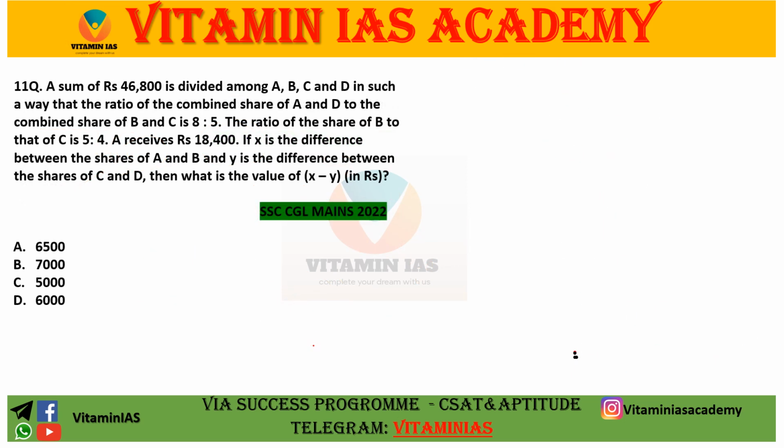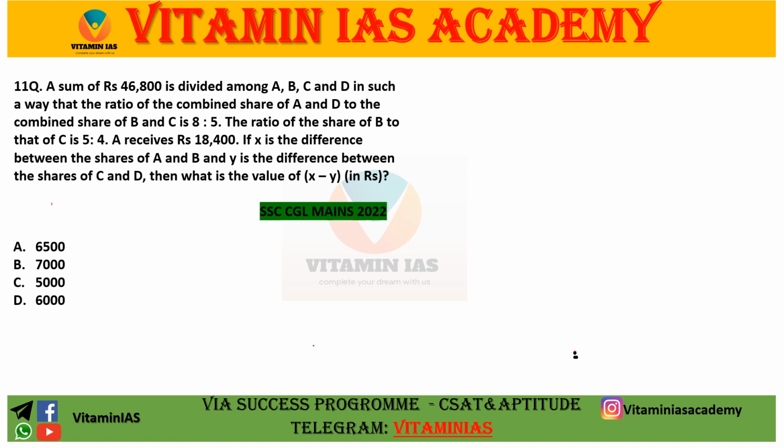Our next question, asked in CGL, a very important question. A sum of 46,800 is divided among A, B, C and D in such a way that the ratio of the combined share of A and D to the combined share of B and C is 8:5. The ratio of the share of B to C is 5:4. So here he has given two ratios.